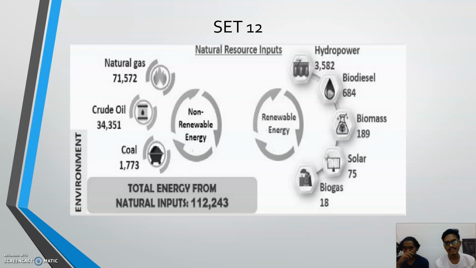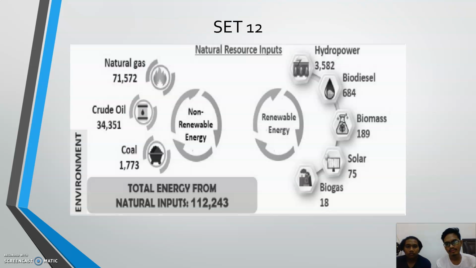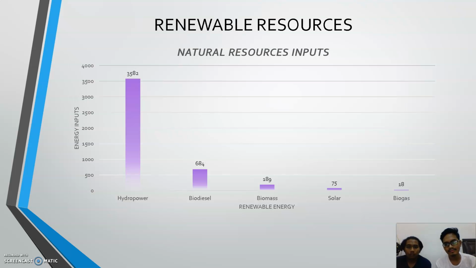This is our set 12. Natural resources inputs is the title. The total energy from the natural inputs is 112,243. This is for renewable resources from the right side. The first one is hydropower. The input of energy is 3,582, the highest from the graph.